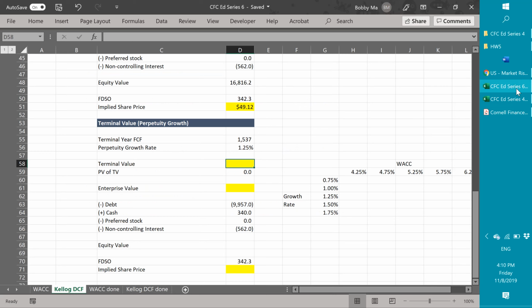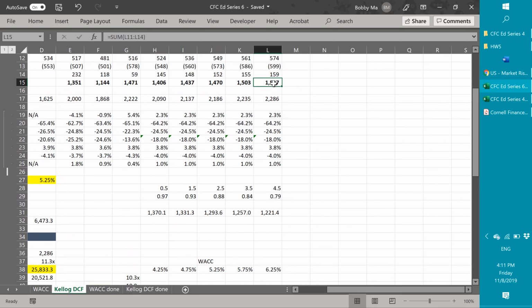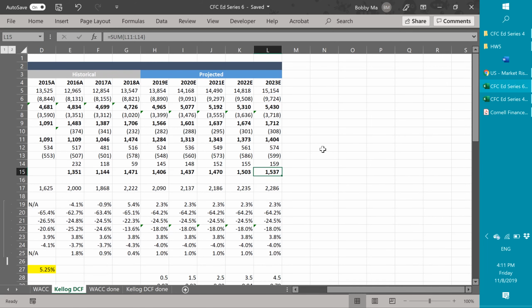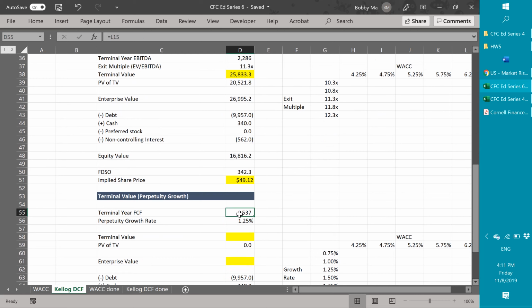So this is your terminal year free cash flow. The 1,537 million is this number right here. This is your free cash flow in 2023, which is where this number came from. And then your perpetuity growth rate is 1.25%.